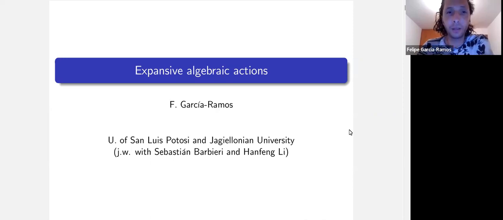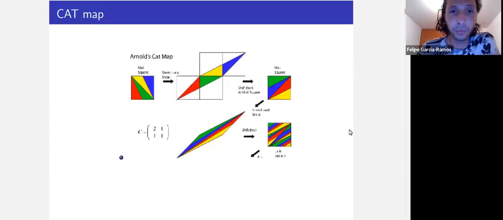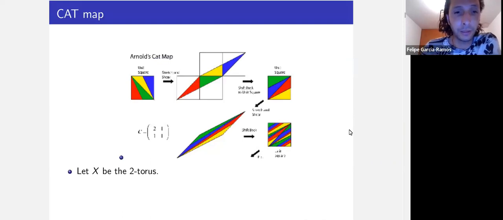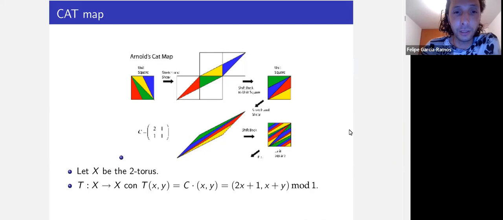So today I want to talk about expansive algebraic actions, and particularly about homoclinic points. So first, let me begin with a very simple example. That is the cat map. It's one of the basic examples in dynamical systems where you take a torus and you take a matrix and you multiply by the matrix and then take mod 1.